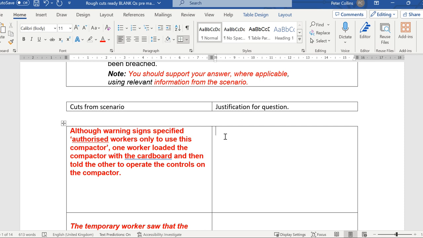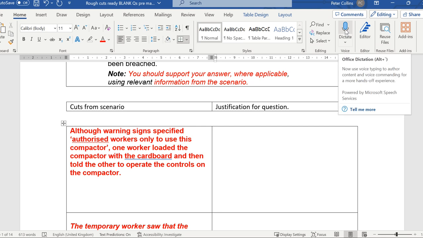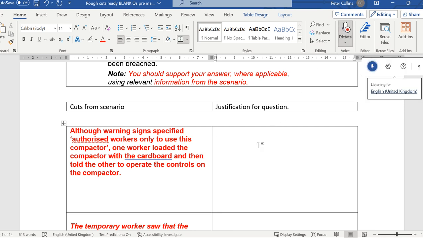I use the dictate function when I do this, because I just find it goes better off the tongue. So I would use this function, I would say, ignoring signs.